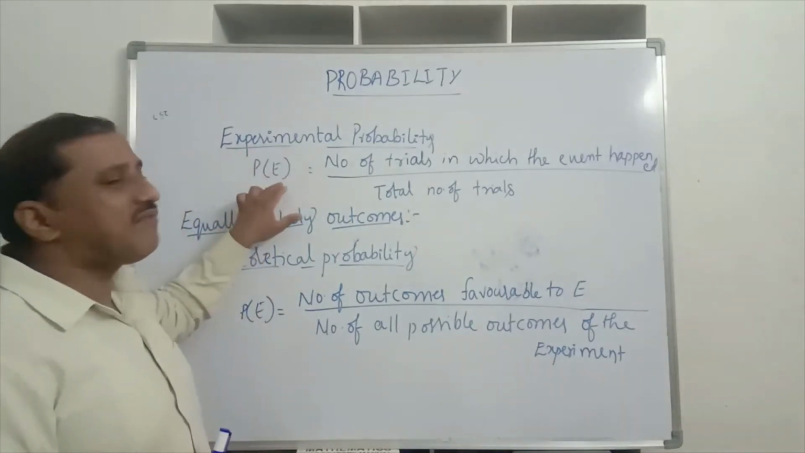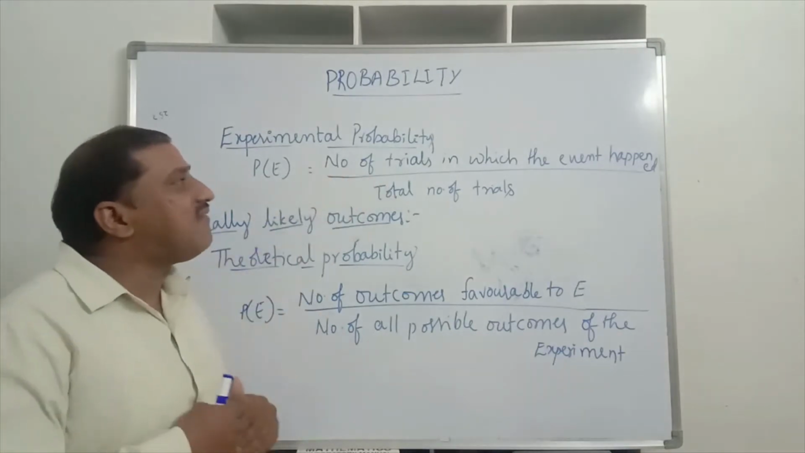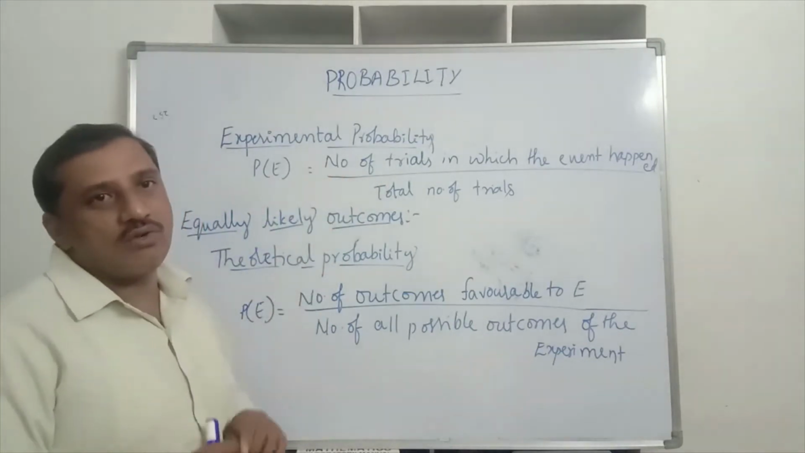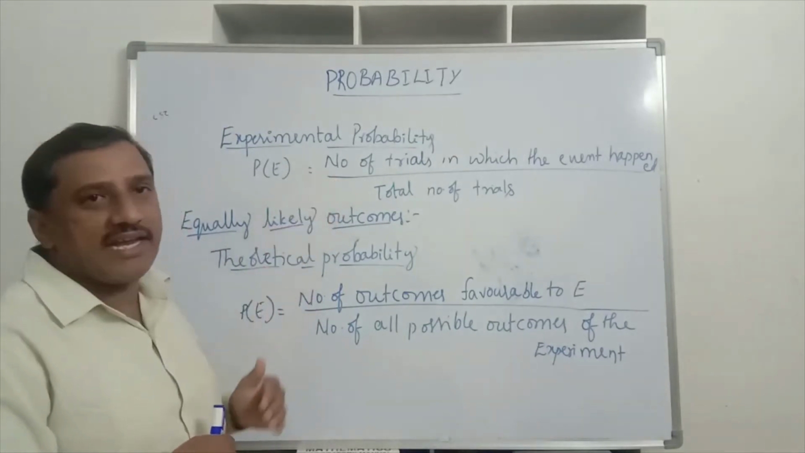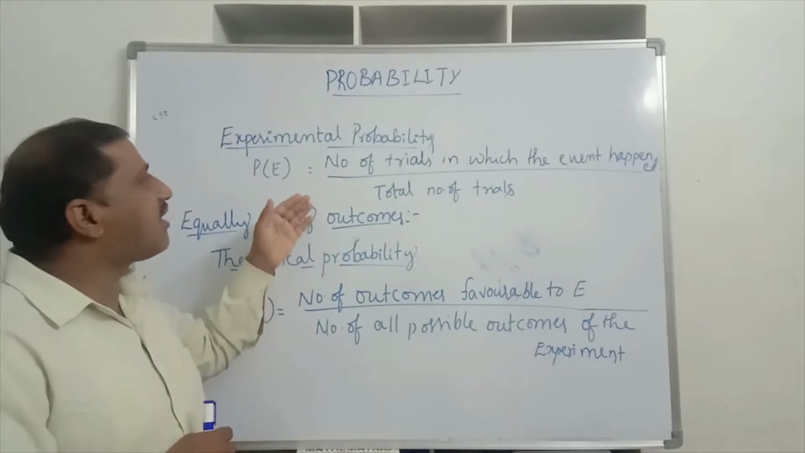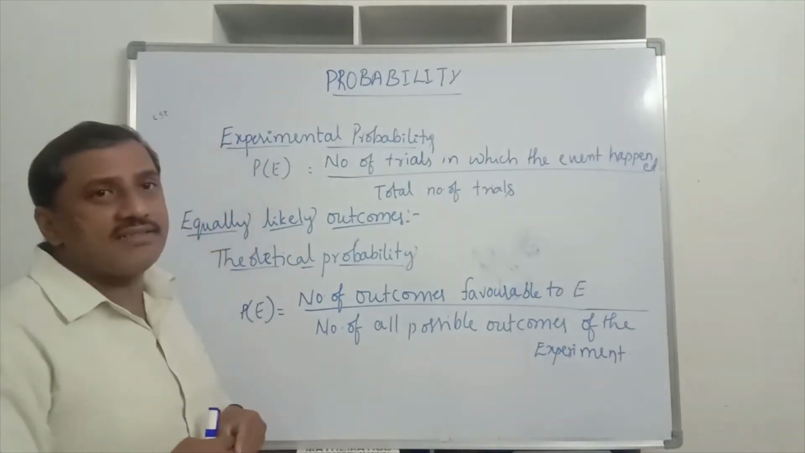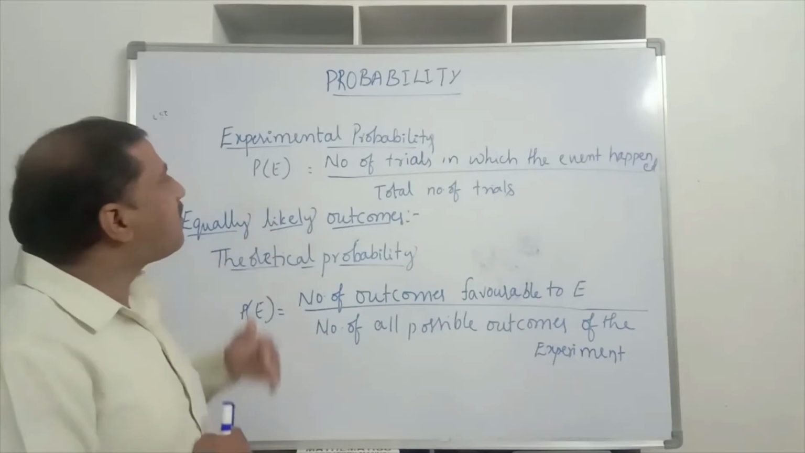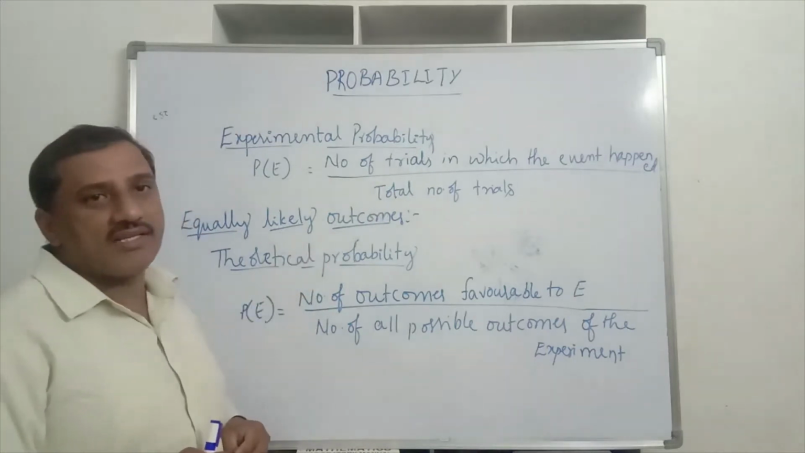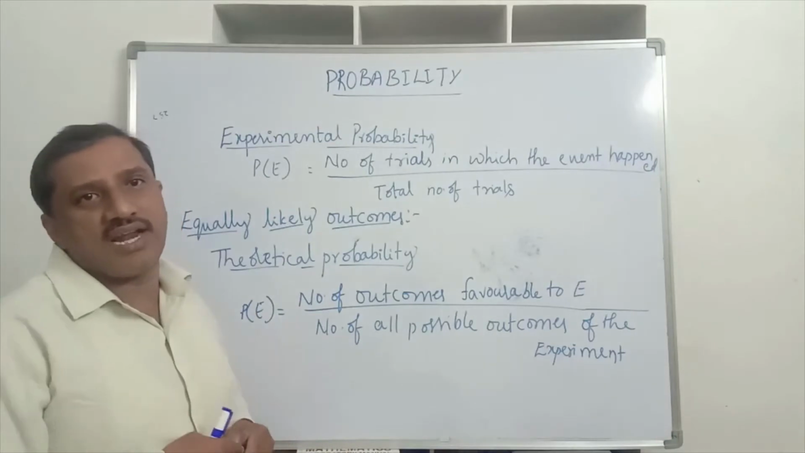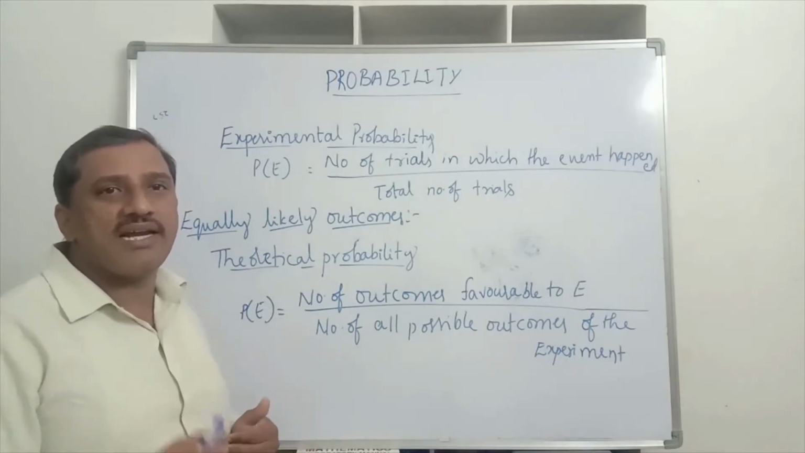So experimental probability is defined as P of E. P stands for probability, E is an event: the number of trials in which the event happened, to the total number of trials. For example, you have considered the head. How many trials we got for the event head, and the total number of trials taking place in doing that experiment, that is tossing a coin. Similarly, if E is getting a head, P of E is equal to the number of trials in which the event happened to the total number of trials. If we go on increasing the number of trials, the probability of getting a head is almost equal to the probability of getting a tail.